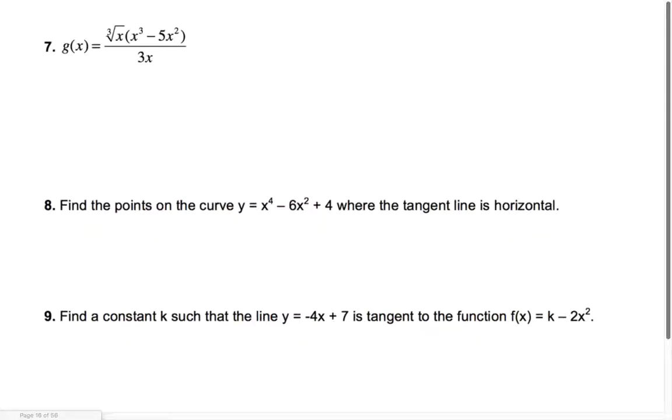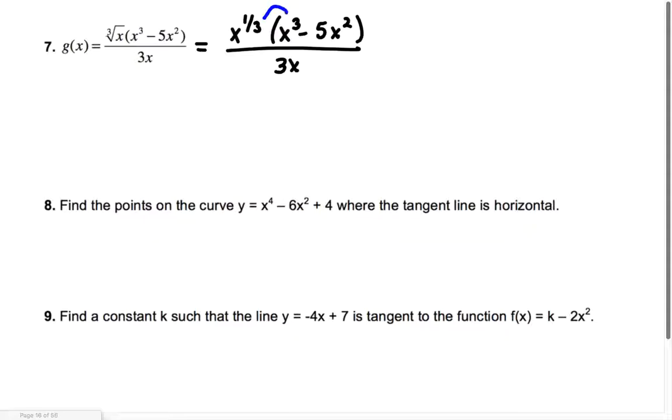I don't think... So x to the 1/3 is the same as the cube root of x, right? So I have x to the 1/3. Then I have x to the 3 minus 5x squared. Now, I don't care what order you go in. Personally, I think it'd be easier if you took the 3x in first, but that's fine. We'll go with the x to the 1/3 because that's what most people would do.